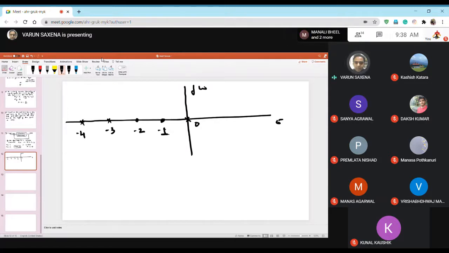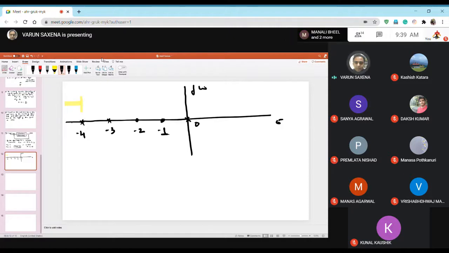Now we are trying to find out whether any part of the root locus lies in this region, or this region, or this region, or this region, or this region. That is what we are trying to find out. So let's look at whether the root locus is going to lie in this region.